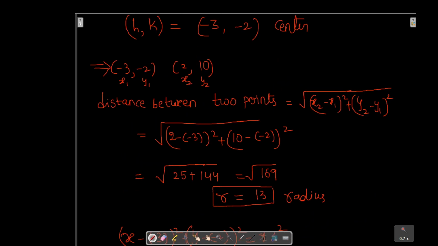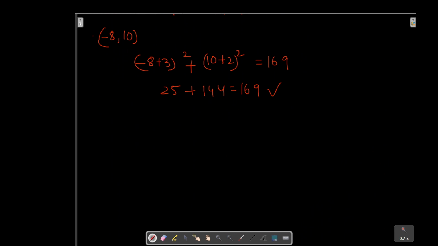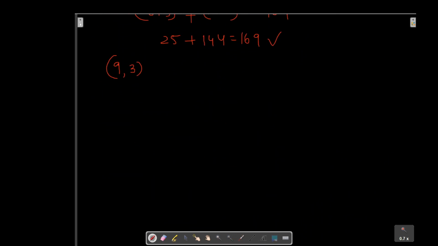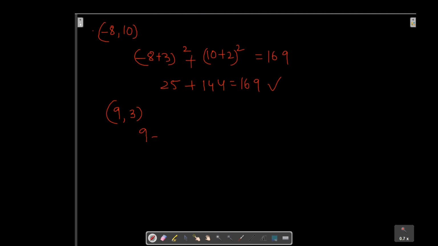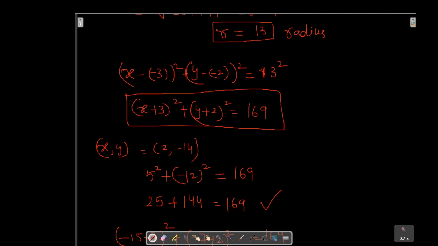What is another point? 9 comma 3. 9 plus 3 whole square plus 3 plus 2 whole square. 9 plus 3, 12. 12 square, 144. 3 plus 2, 5. 5 square, 25, which equals 169. This also lies on the circle.